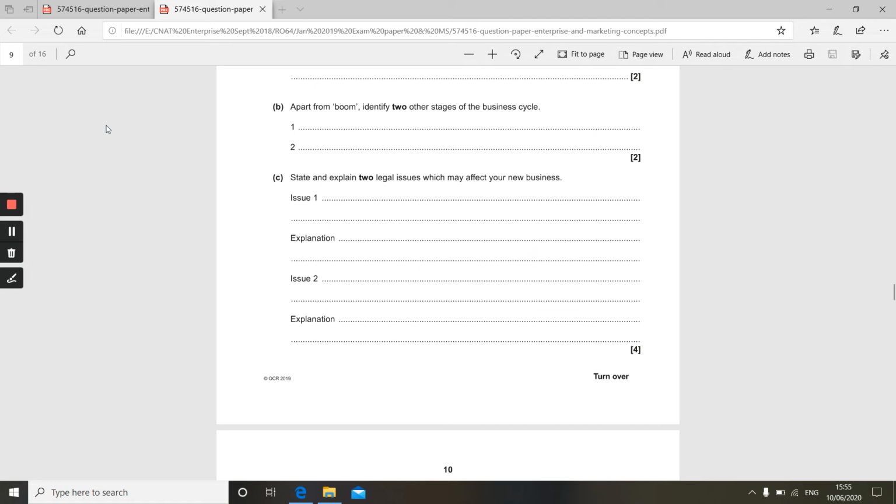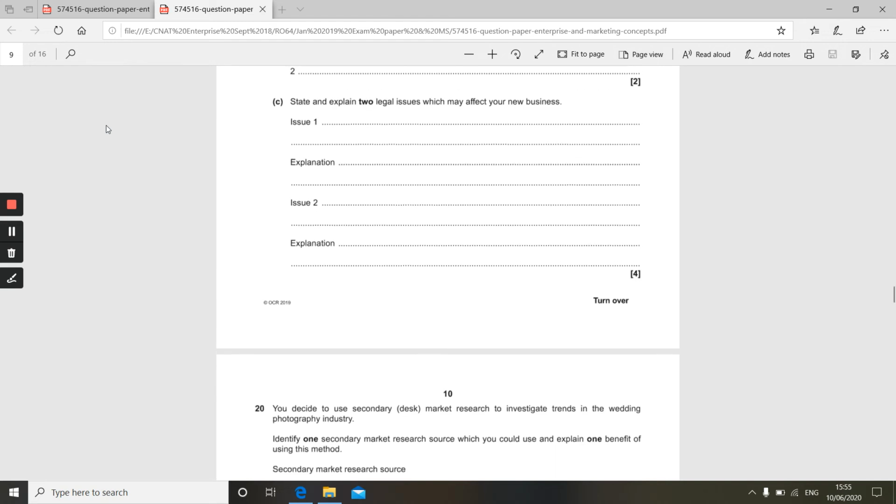So in terms of answering the question, 1 mark for the issue, 1 mark for explanation. So if I give you an example here, copyright, so that could be 1 for an issue. And the explanation is you may need to pay a fee to use an image. So if you wish to use an image, you may have to pay a fee to use it. So it could be a particular logo or whatever that is used to support your business. You may have to pay to use it. Okay, and then think of another one as well.